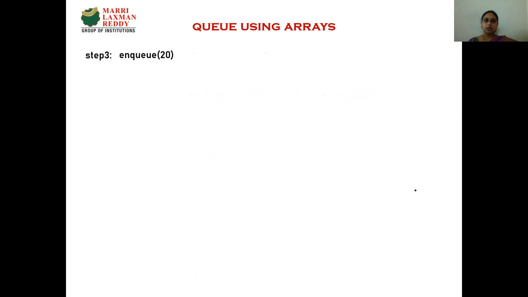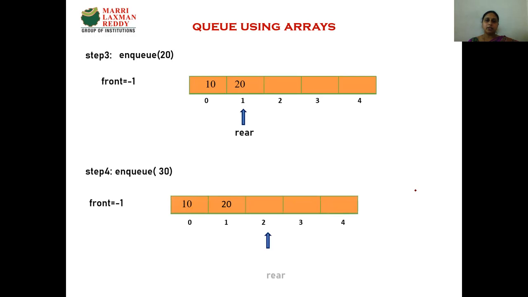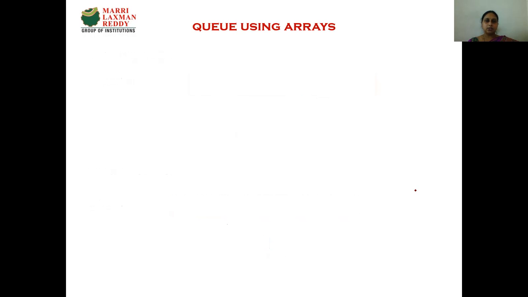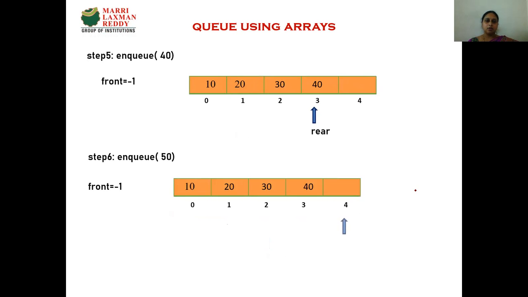In a similar way, enqueue 20: we read the element, rear is incremented, and we insert the element. Enqueue 30 in a similar way: read the element, rear is incremented, and place it in its location. Then read 40, rear is incremented and it is inserted into its memory location. And the last element 50, rear is incremented and inserted in its memory location.